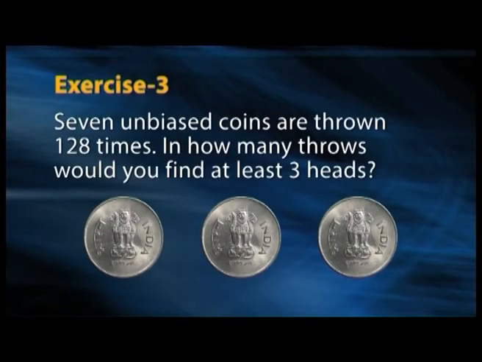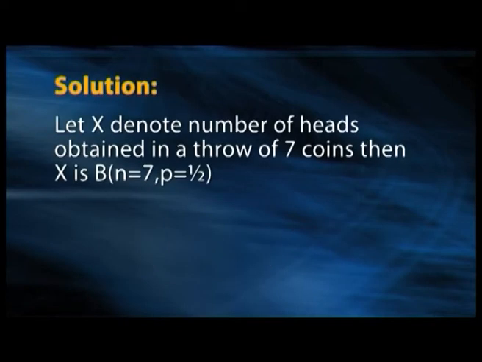7 unbiased coins are thrown 128 times. In how many throws would you find at least 3 heads? Let X denote the number of heads obtained in a throw of 7 coins, and hence X is a binomial variate with parameters n is equal to 7 and p is equal to half.